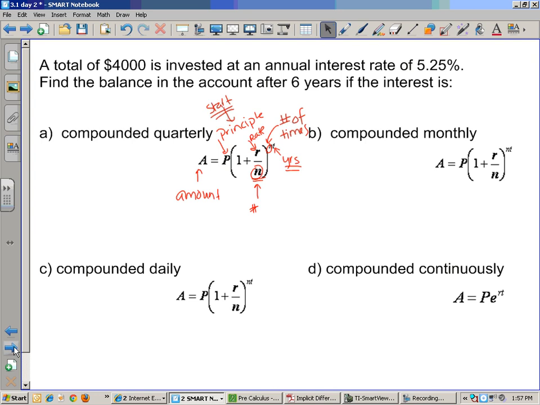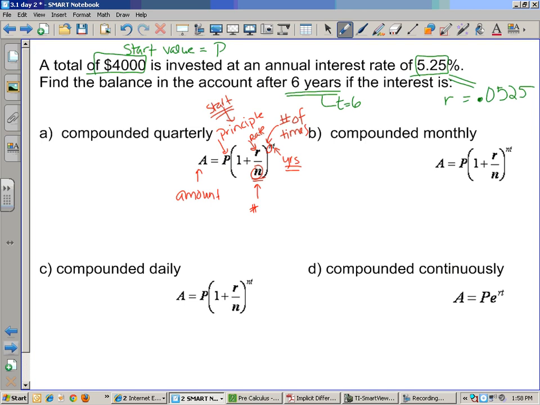So, compounded quarterly, we want to put in the information that we have. Our rate has to be converted to a decimal, so we move the decimal point over 2 times. So 0.0525 is our rate. That's the first thing we have to do. T is 6. Right now I'm just picking out all the variables. That's our start value, and so that's going to be our P.